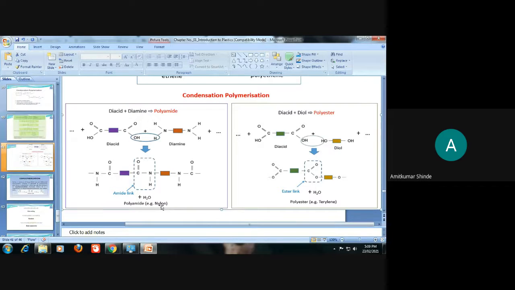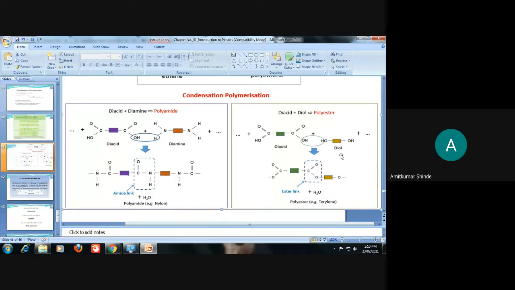For example, nylon. Then one more example here I have collected from the internet. This is the diacid, and this is the diol. Here also the functional atom is OH. This is the functional atom from the diacid. You can say it is from the alcohol family. This is the OH from that group only.